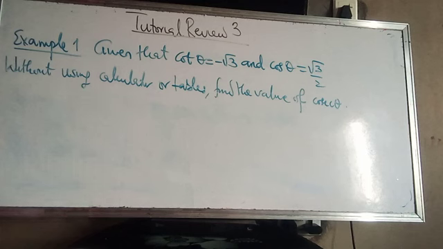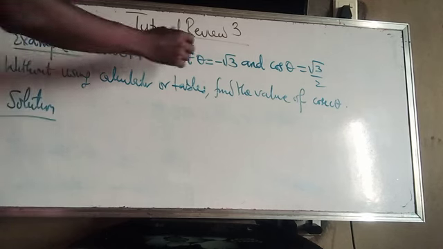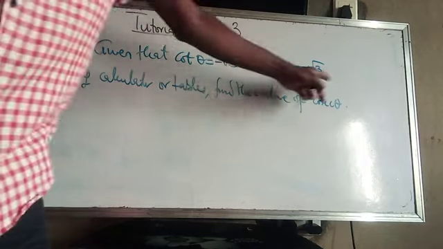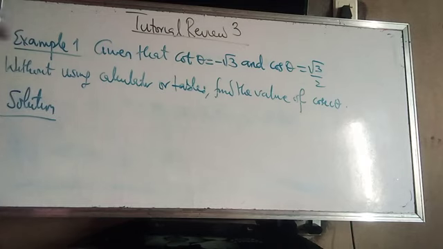Stay blessed. Now, this question is talking about trigonometry. So, in this case, you are given cot theta is minus root 3 and cos theta is root 3 over 2. So you have to find cosec theta without using calculator or tables.